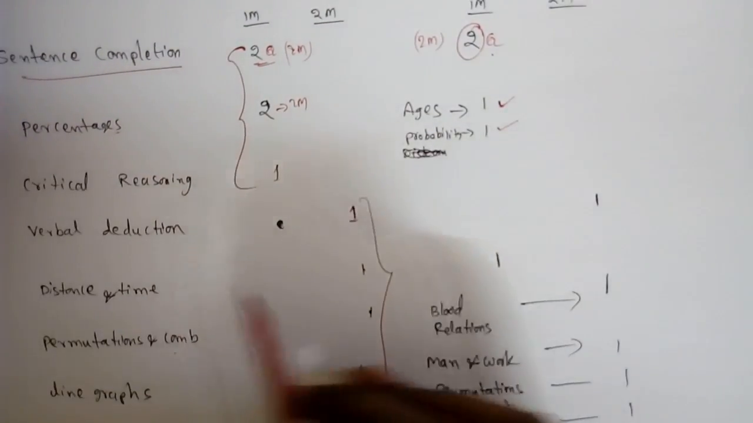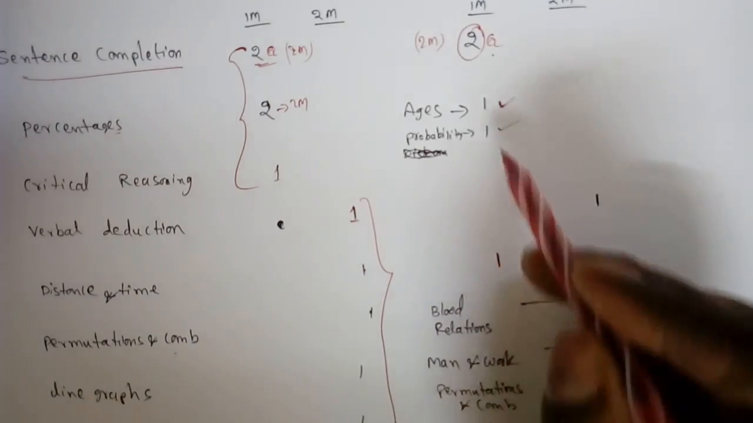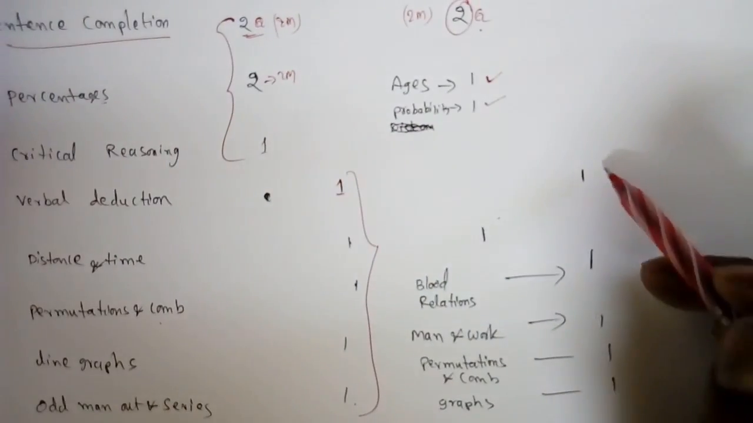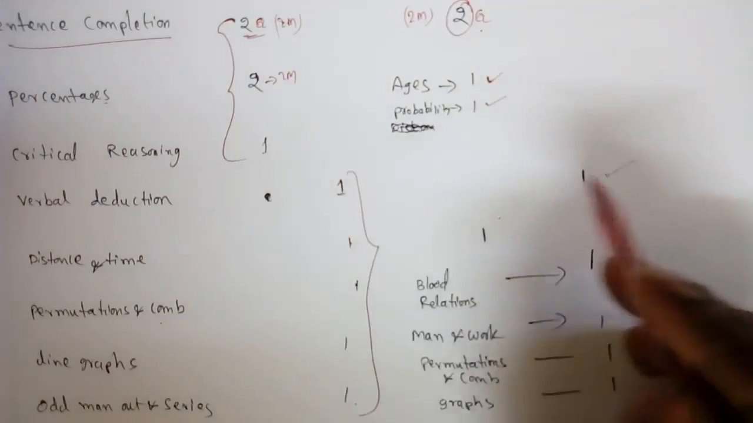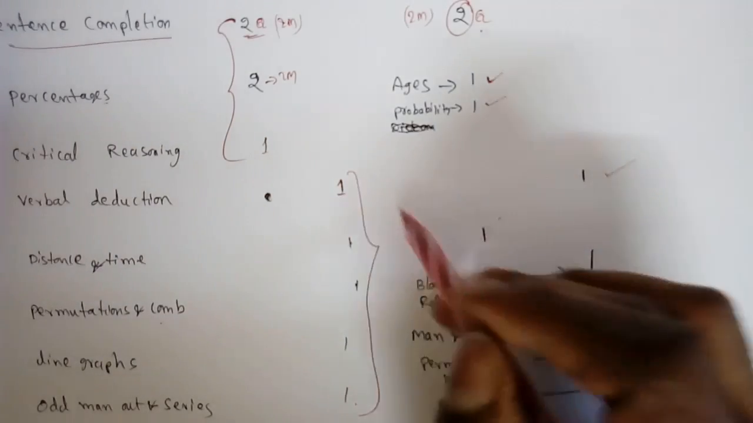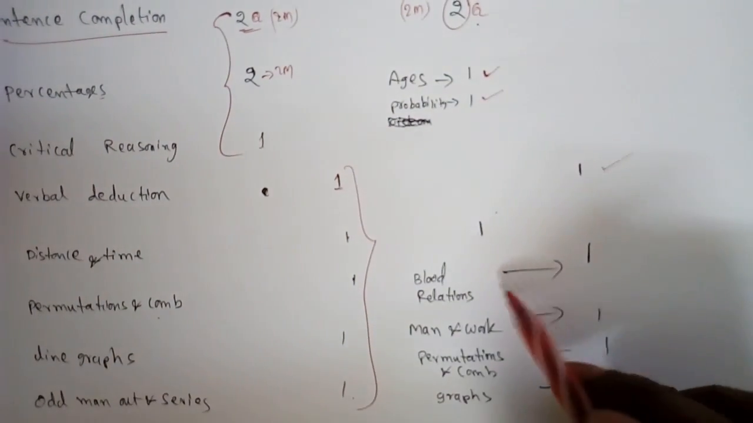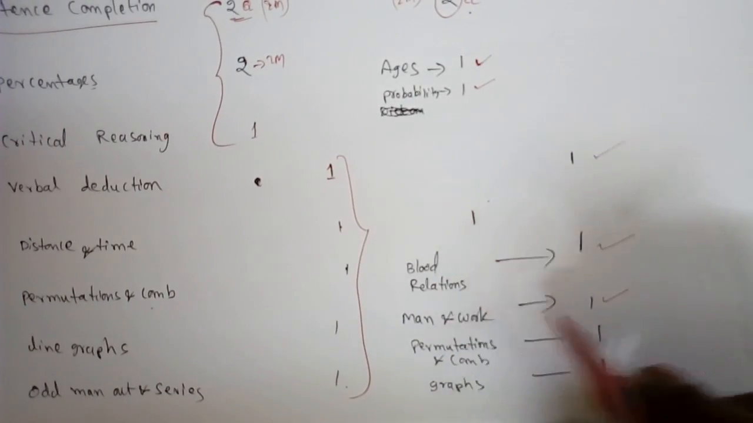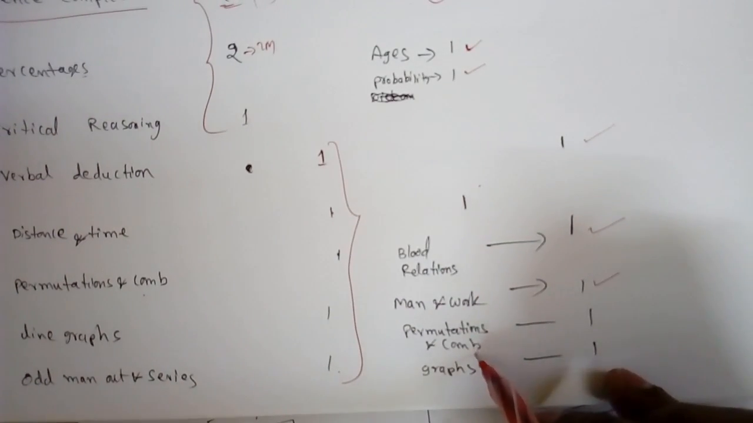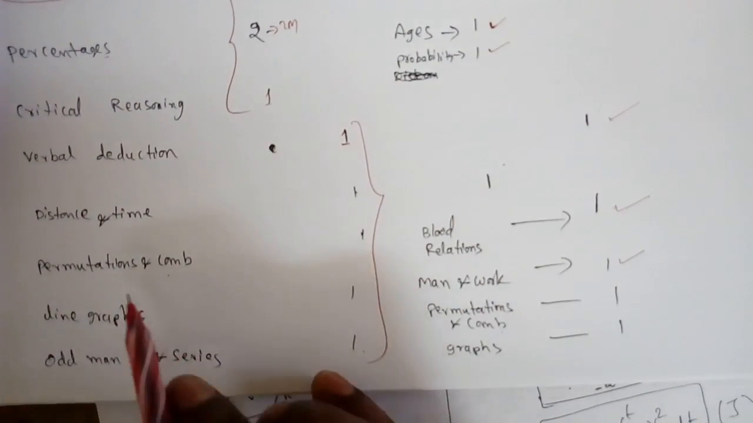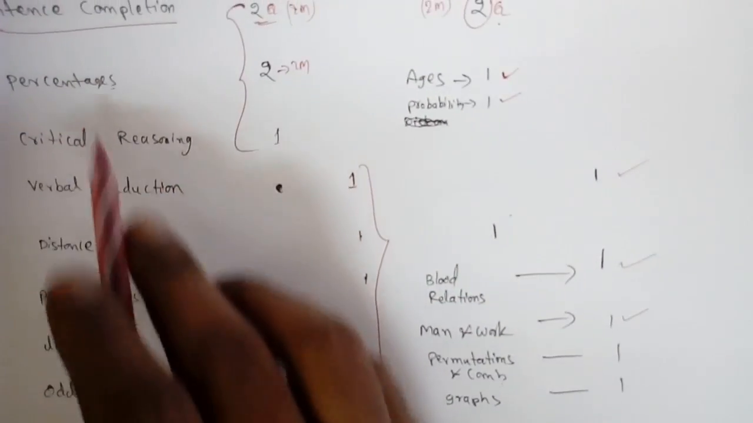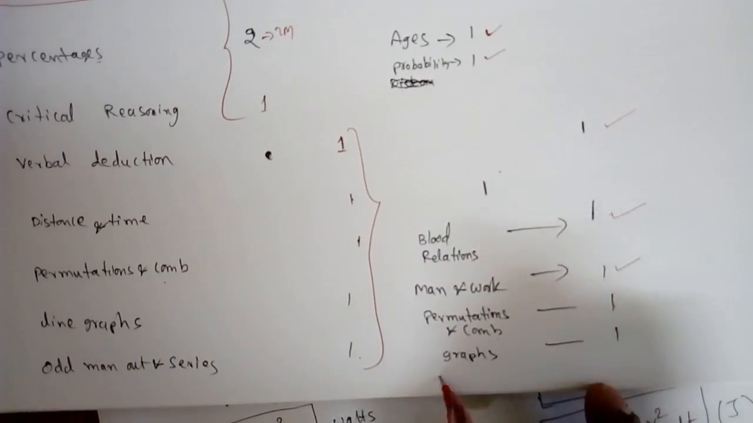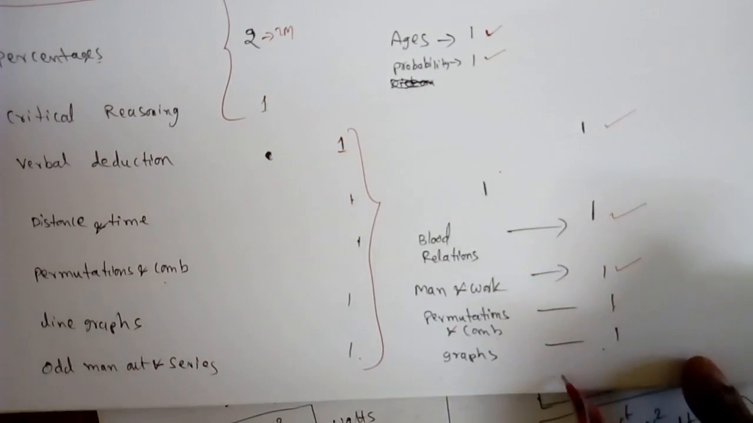And here distance and time, we got 1 question for 1 mark, so total 5 marks. Next, verbal deduction, again we got 1 question, so we will get it frequently in verbal deduction, or we can say paragraphs, right. Next one is blood relations, we got 1 question. Man and work, this is a very important concept, 1 question. Permutation and combinations, so we got 1. So here also we got permutation and combinations for 1 question, and here also 1 question. Then graphs, here also 1, here also 1, so we got that one, right?